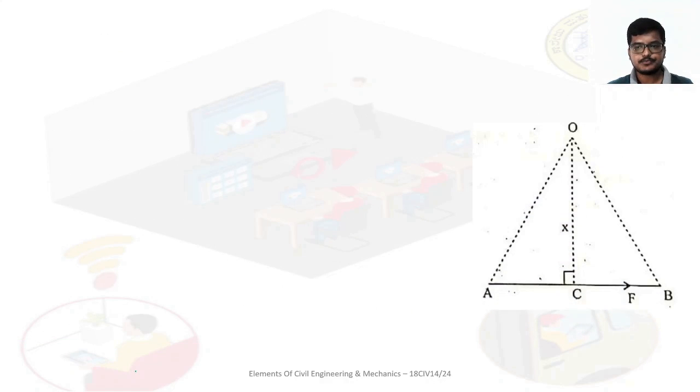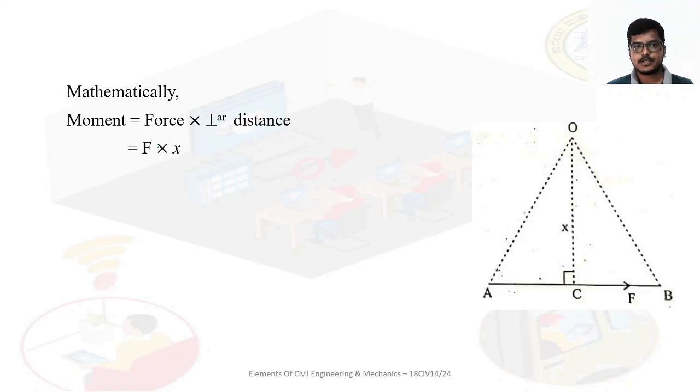Next, in the same figure, mathematically, what is the moment? Moment is equal to force into perpendicular distance. What is force? F. What is the distance? X. We represent F in magnitude and direction by AB, and X is nothing but the distance OC. I'll take this as equation number 2.